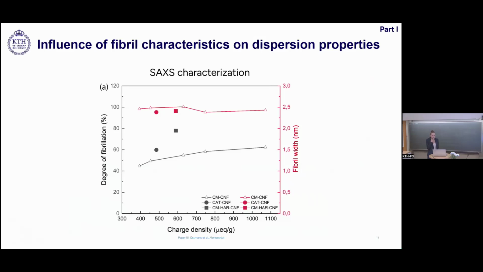So this leads us to how the fibril characteristics influence the dispersion properties. So then we prepared dispersions from our fibrils, and we wanted to characterize them in the wet state, and to do that we used SAXS characterization. And from the SAXS characterization, we can see that we obtain a fibril width around 2.5 nanometer, which is very consistent with what we see in AFM. We can also see that if we increase the charge density of our particles, we increase the degree of fibrillation, as well as if we change from anionic fibrils to cationic fibrils, or use fibrils with higher aspect ratio, this will also increase the degree of fibrillation.